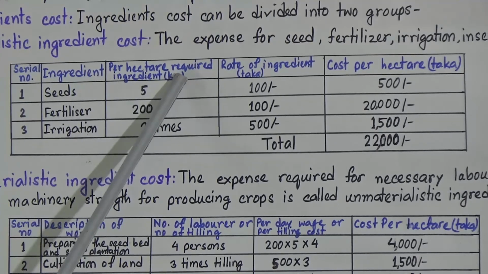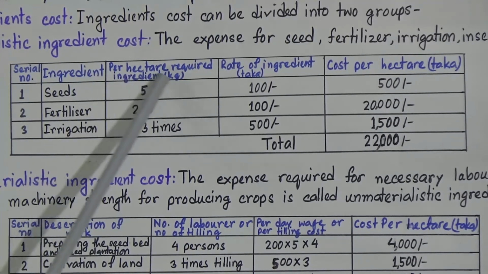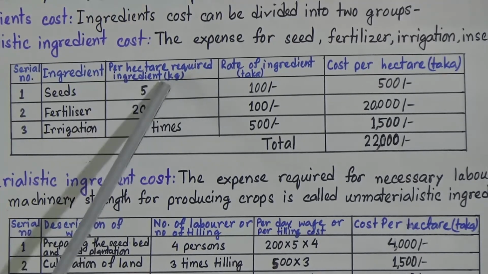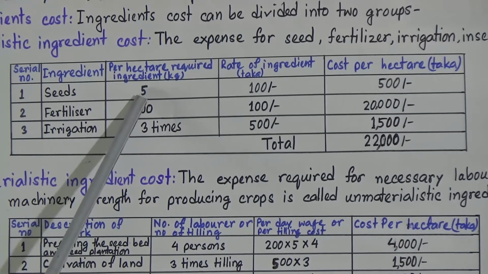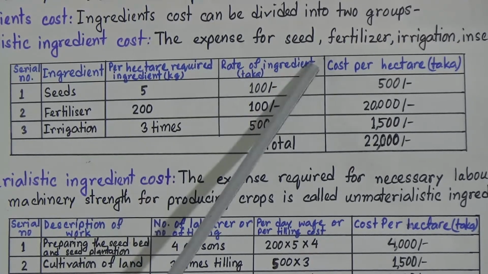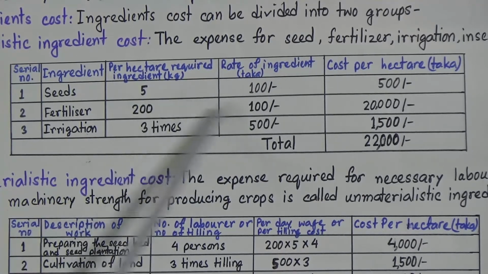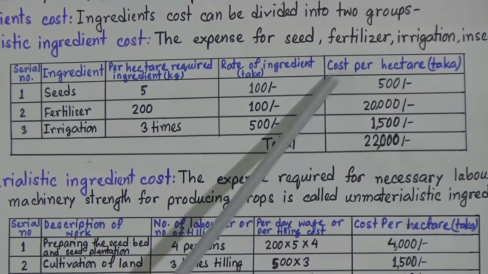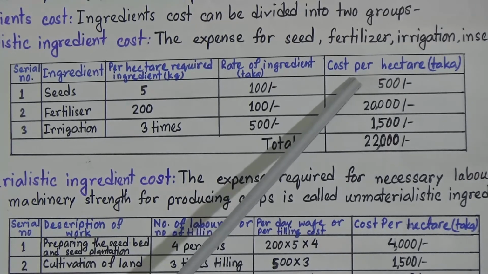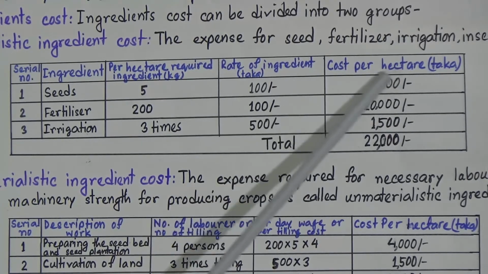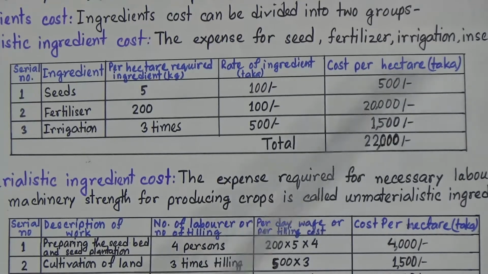The first one is seeds, our first ingredient, and we need 5 kg per hectare. Now look, there is written per hectare required ingredient in kg. So we need 5 kg seeds per hectare. And weight of ingredient taka: 1 kg is 100 taka, so 5 kg will be 500 taka. This row is for total calculation, cost per hectare in taka.